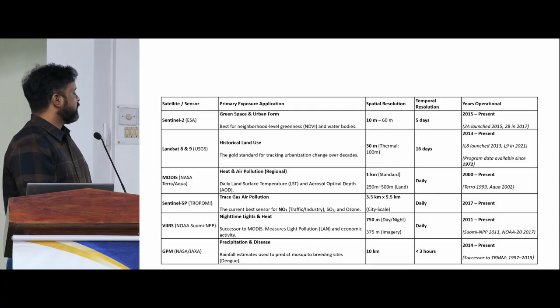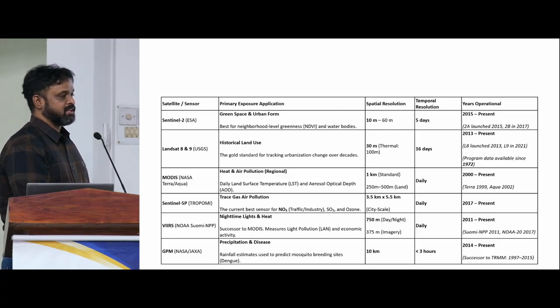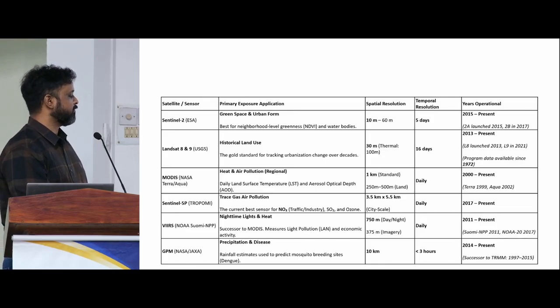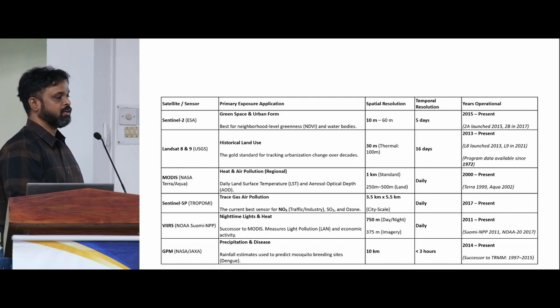Then you have Sentinel, which is mostly for trace gas air pollution, so NO2 generally speaking. But again, for only 2017 to now, but very good resolution. And any NO2 models usually use Sentinel-5P. VIIRS for night lights and fire activity. So if you're tracking stubble burning in Punjab, you may want to look into these.